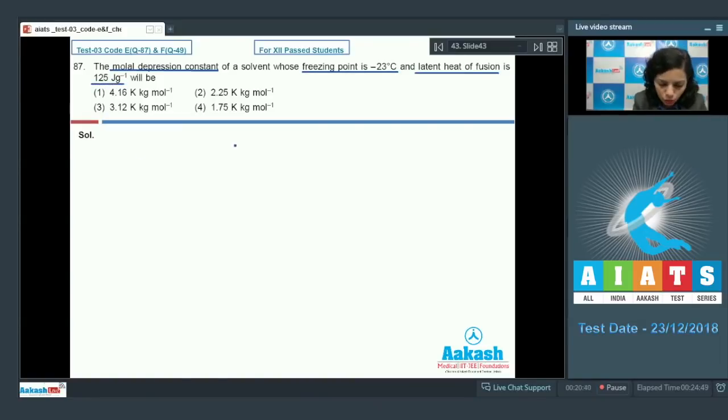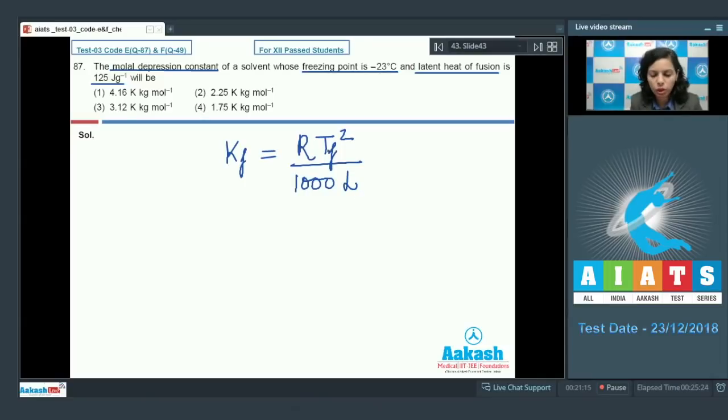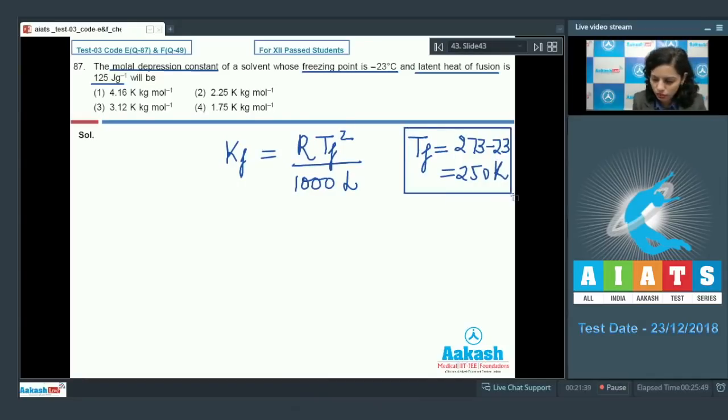For this we use the formula Kf is equal to R Tf square upon 1000 L. And what is this L? This is the latent heat of fusion we are talking about. What is the value of this Tf? This Tf value is minus 23 degrees Celsius, the freezing point of the solvent. So the value for this Tf is 273 minus 23. It is 250 Kelvin. This is the value of Tf that we calculated.